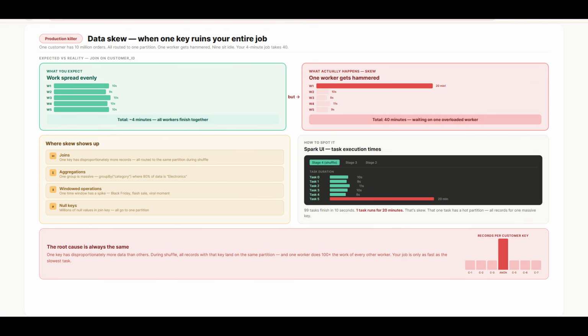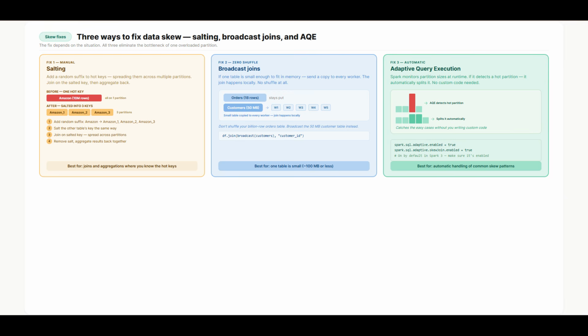The way you spot it is by looking at task execution times. Open up the Spark UI. Go to the stage that's taking forever. If you see 99 tasks that finished in 10 seconds and one task that's been running for 20 minutes, that's skew. That one task has a hot partition. The fixes depend on the situation.